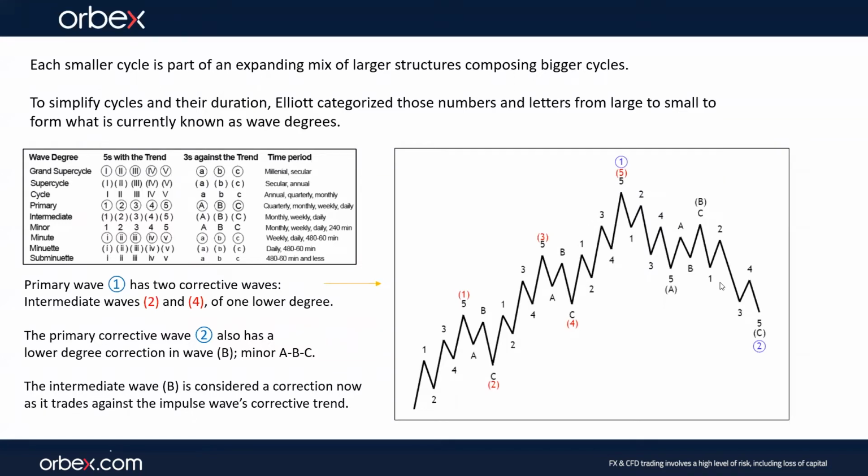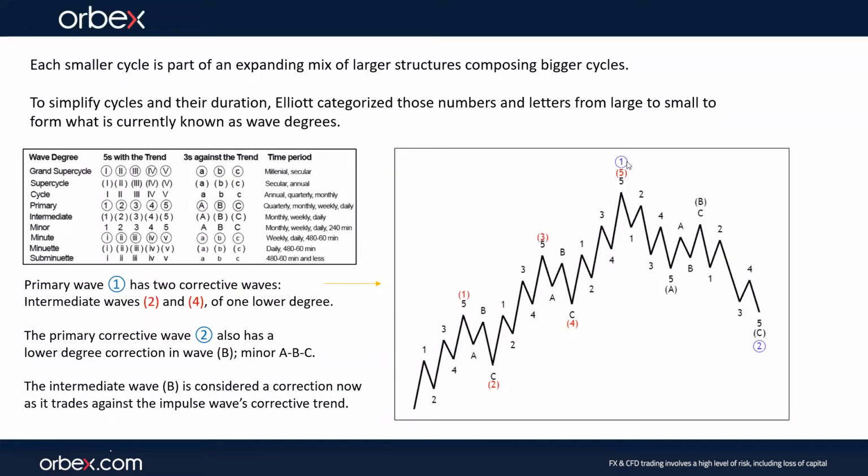So this whole wave here, as you can see, the primary corrective wave 2 also has a lower degree correction in minor wave B. So what does that mean? This whole wave here is corrective because it's going against the trend. However, this wave B is also going against this corrective trend. So that's what I mean here. The primary corrective wave 2 also has a lower degree correction in wave B. And it's a minor ABC wave, ABC here. And the reason this is minor is because it's under the main wave here.